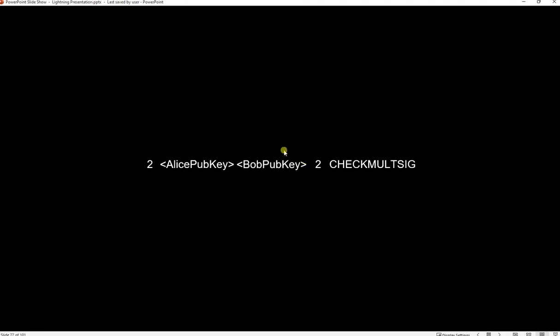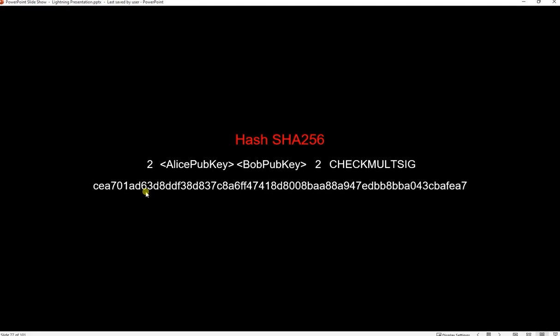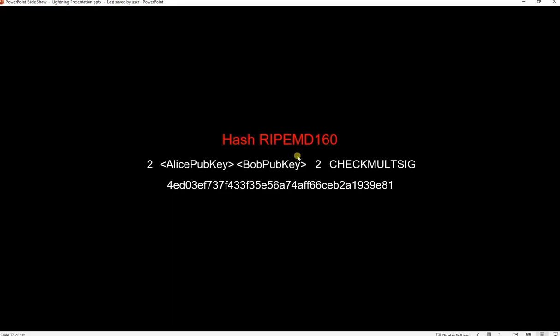And of course, this has to be true in order for the Bitcoin to be released. Here is that data, all written out in hex. It's very long. And then, of course, you hash it, 256. This is it written in hex. Then you hash it again, because you hash it twice for primarily space savings.